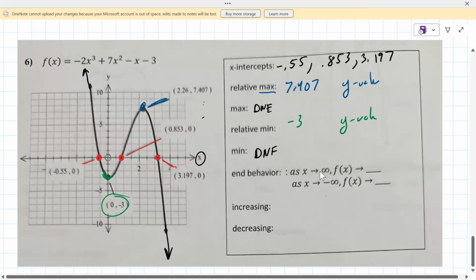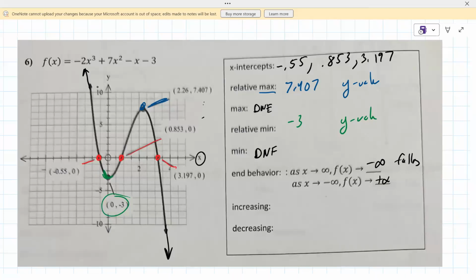Okay, so end behaviors, x goes to infinity as it goes to the right forever. So as you go to the right, is the graph rising or falling? Falling. It's falling, that's negative infinity. Going the other direction, it's just positive infinity. Yeah, it's called rising.